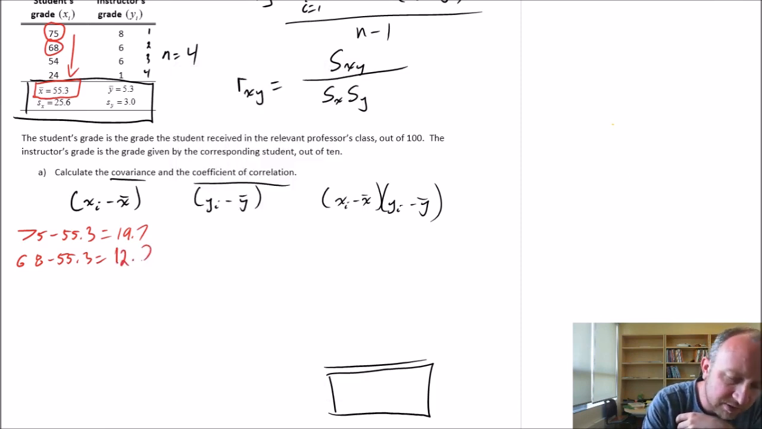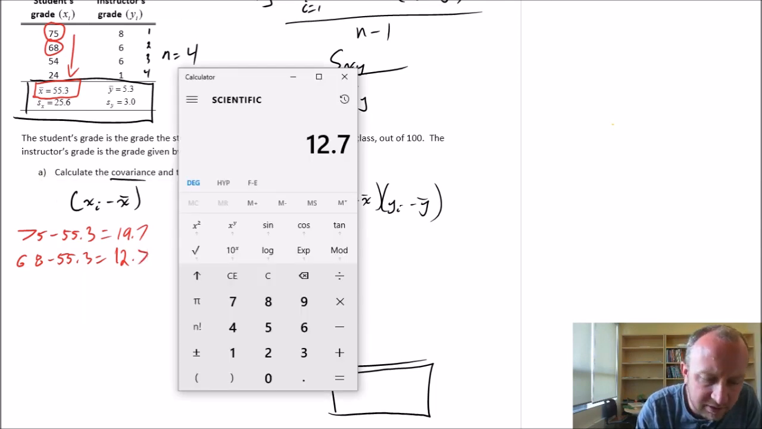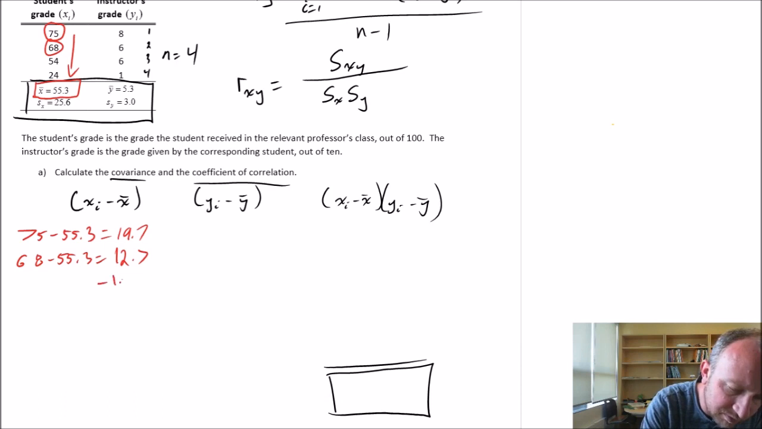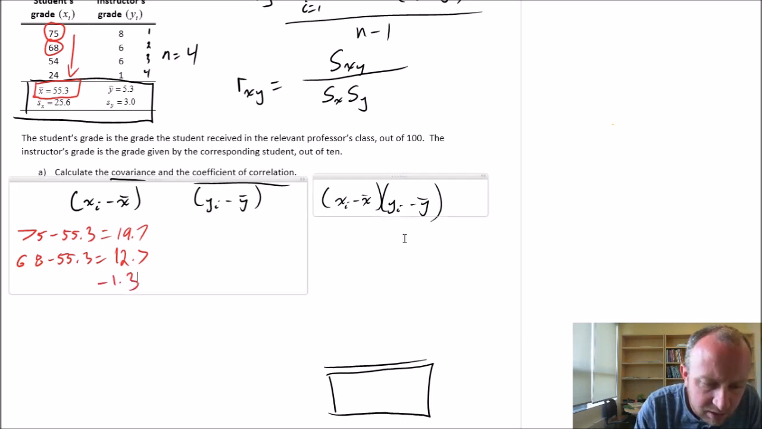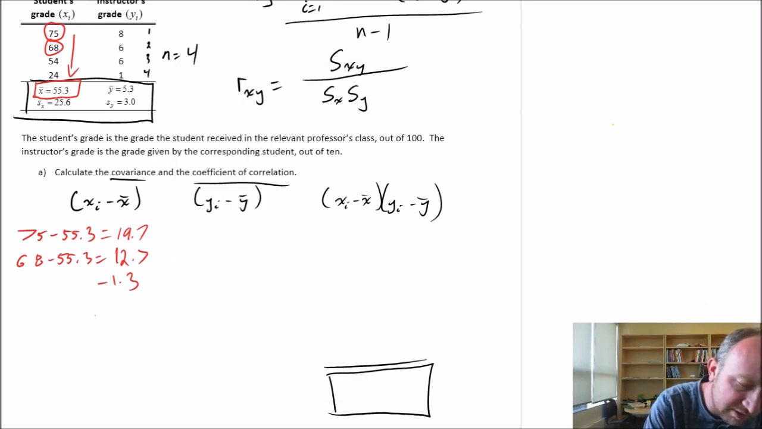Okay, so I'm just going to carry on with those same calculations. So the next one is 54 minus 55.3, so negative 1.3. And the last one is 24 minus 55.3. So negative 31.3.